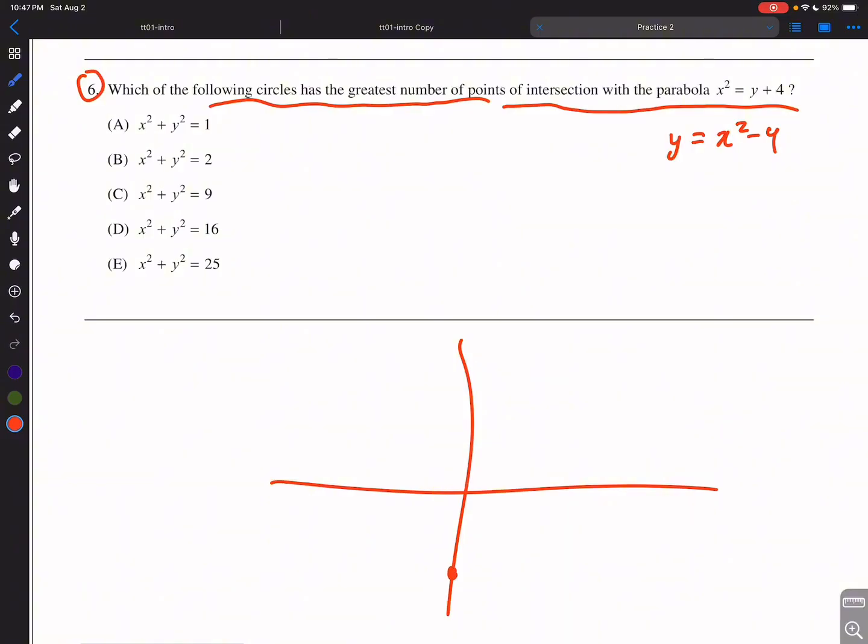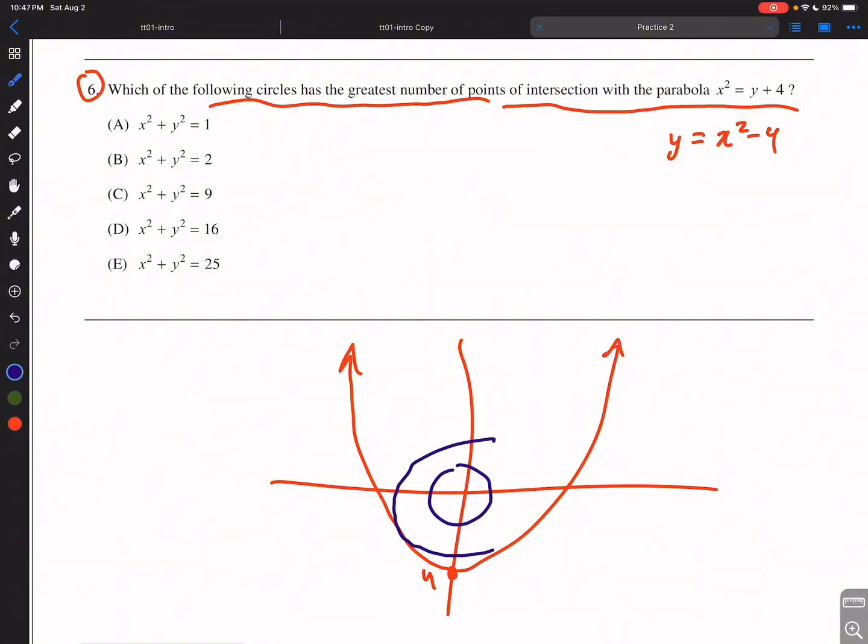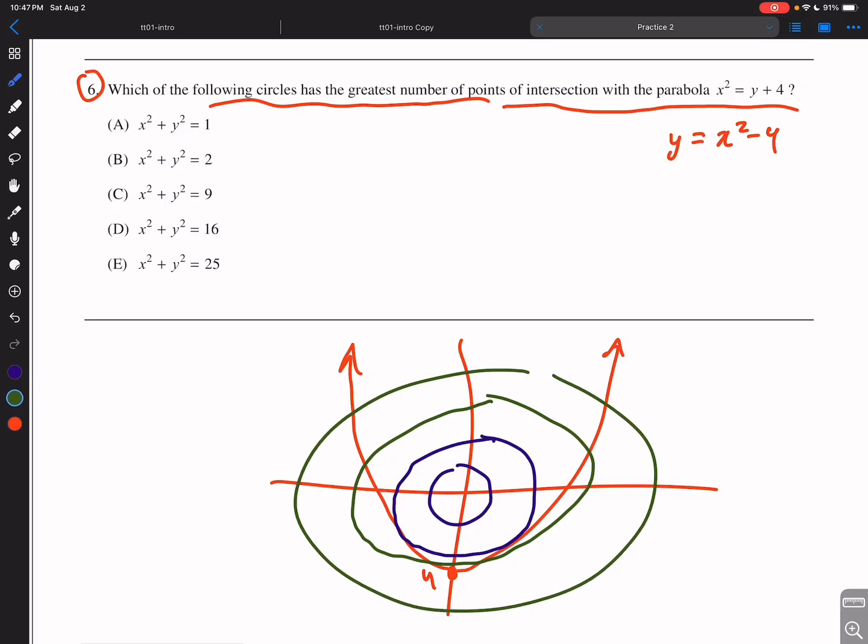We know that 4 is down here where the vertex is. The graph looks roughly like this, and we're taking intersections with circles. If we pick a small circle, that'll be 0. We could maybe pick a big enough circle where you could have 2 points of intersection. But it certainly also seems like you could take a big enough circle to hit 4 points of intersection. But if you went really big, you'd only hit 2. So I'm going to guess that it's an intermediate value.